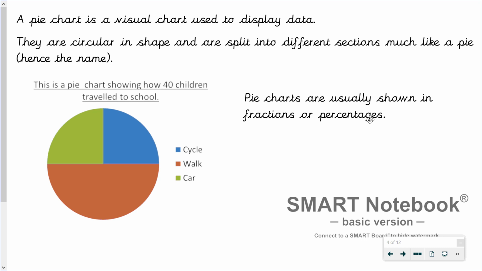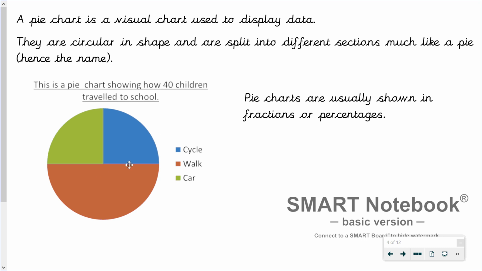So a pie chart is a visual chart used to display data. They are circular in shape and are split into different sections, just like a pie is, hence why they're called a pie chart. Pie charts are usually shown in fractions or percentages. So here's a pie chart here. I've taken away the percentages and fractions because we're going to talk about those in a second.